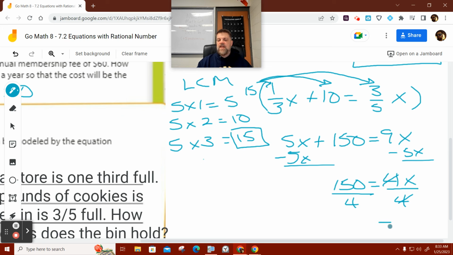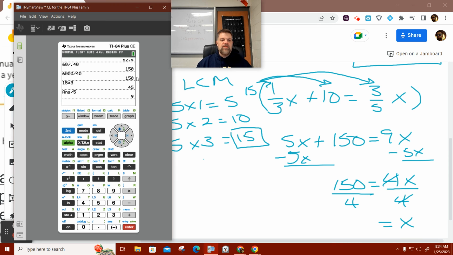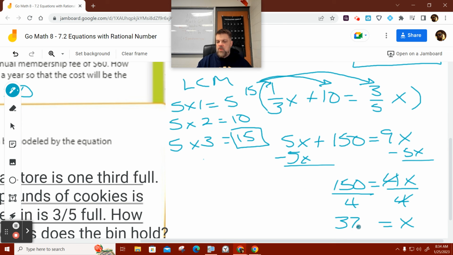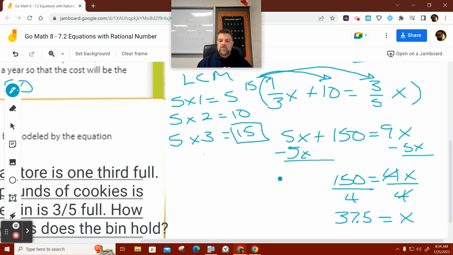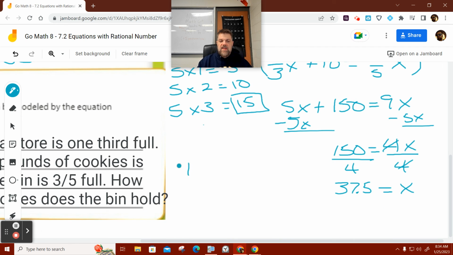These 4's cancel, and I get x is equal to, let's do it in the calculator, I think it's 37.5. Let's check, though. 150 divided by 4. It's like I know what I'm doing. So what does the 37.5 represent? How many pounds of cookies the bin holds. So we would say the bin holds 37.5 pounds of cookies.